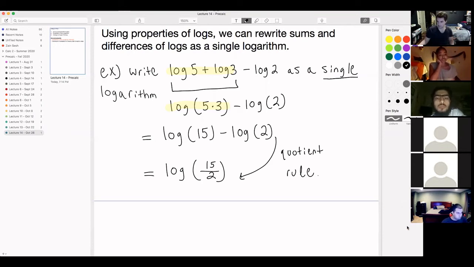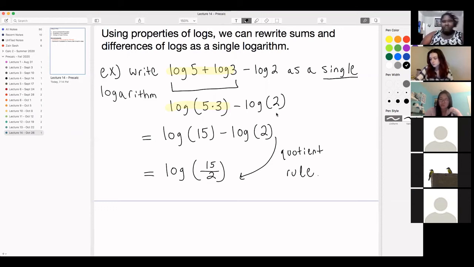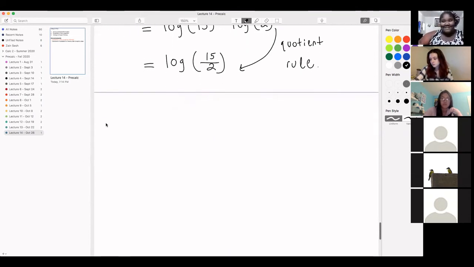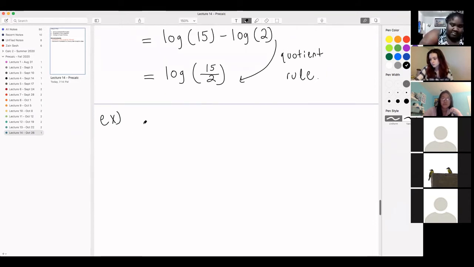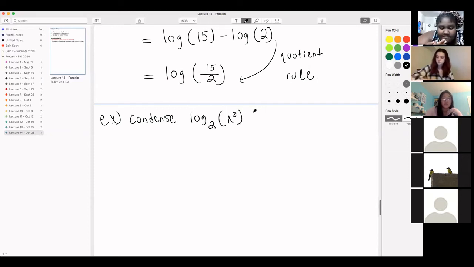All right, if everyone's okay, I will do one more example under this heading. Example: the question will be to condense log base 2 of x squared plus 3 log base 2 of xy squared.